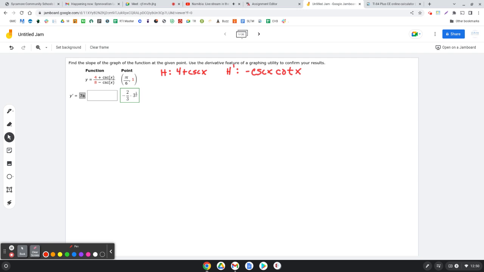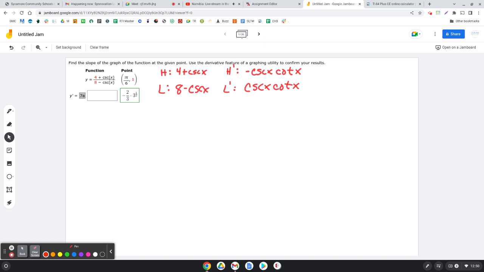Okay, so far so good. The low function is 8 minus the cosecant of x, and the derivative of the low function is, well, the derivative of 8 is 0. I should have said that before. And so then the derivative of negative cosecant is positive cosecant of x, cotangent of x, okay?